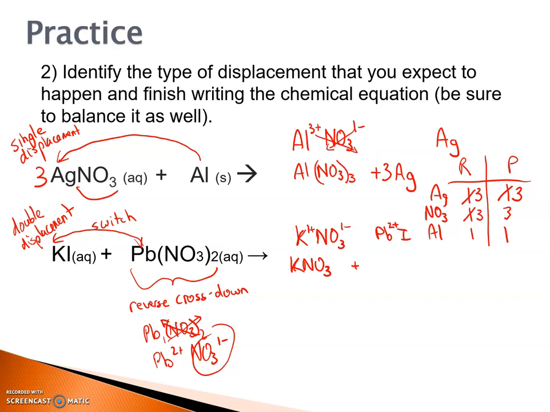So now I can go over to the other side, in my product side, and write a 2 plus. My iodine has a charge of 1 minus, so this becomes PbI2. Now I need to balance it.